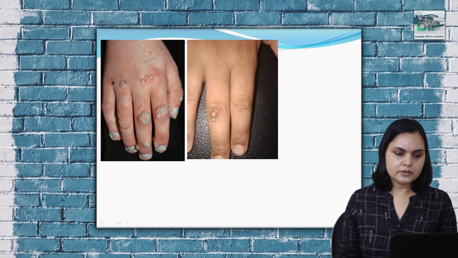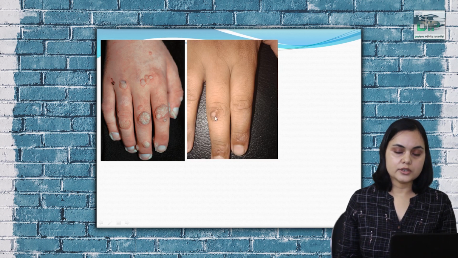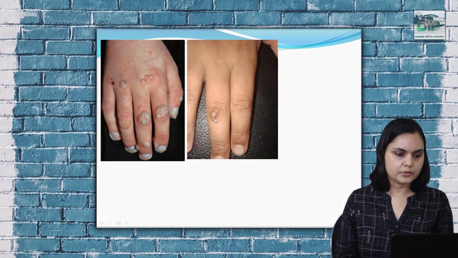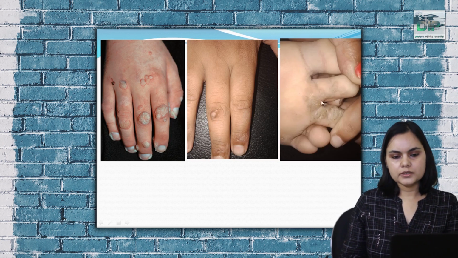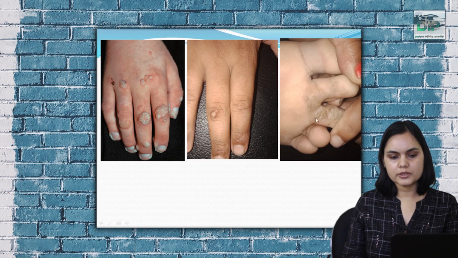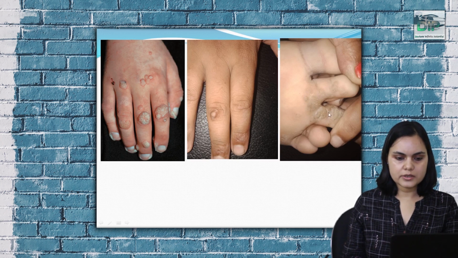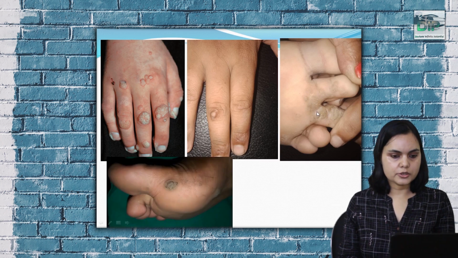Similarly, here is another lesion, also on the dorsum of the hand. We can appreciate a single wart. Over the sole, this is a wider, larger lesion over the sole of a child. And here also we can appreciate a hyperkeratotic surface with a little bit of fissuring in between.